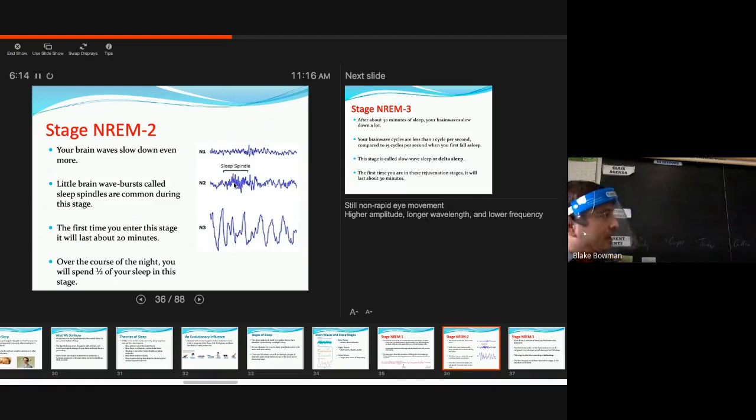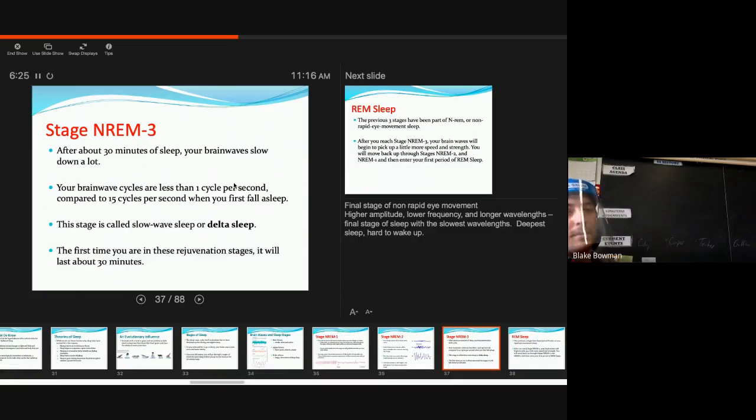Over the course of the night, you will spend half of your sleep in this stage. So you could be easily awakened. You're not as in a deep sleep as you go through the stages constantly throughout your sleep.